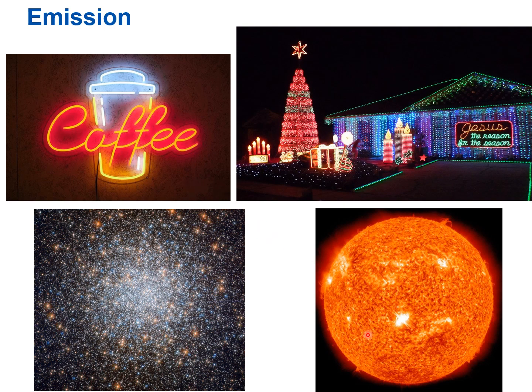We have the star, like our sun. And here's a globular cluster of about 1 million stars together. Notice the different colors. But all of these are examples of emission of light. And what that means is that the matter actually gives off light. It generates, it creates light, and gives it off.